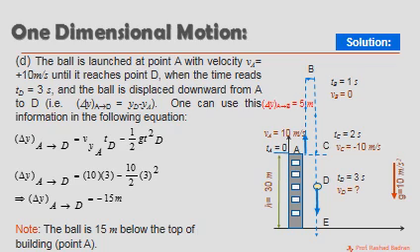By inserting the initial velocity of 10 at the starting position of the flight, and inserting 3 seconds for the time of flight, we're going to get minus 15. This means that the ball is going to be 15 meters below the top of the building.